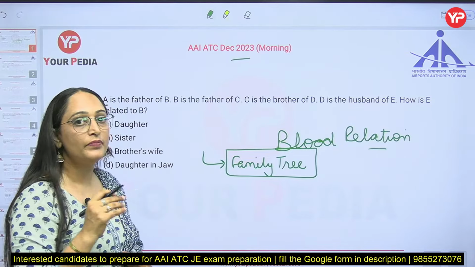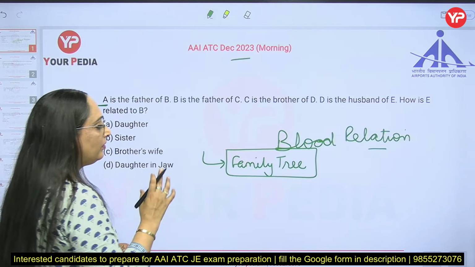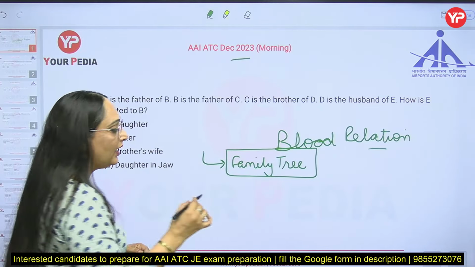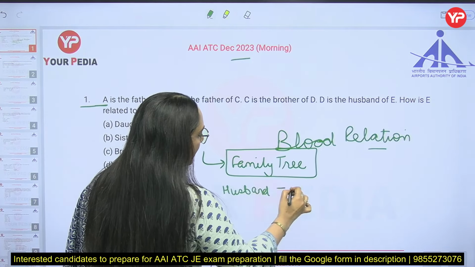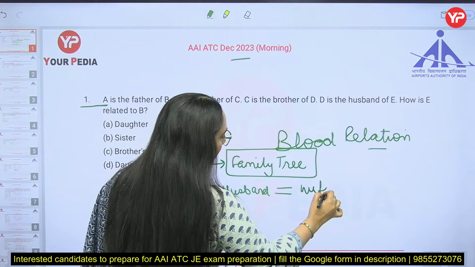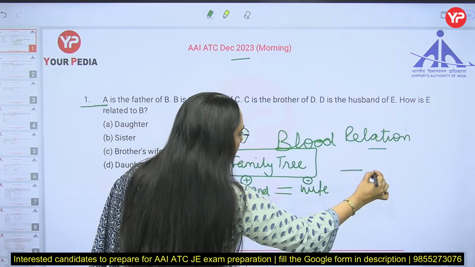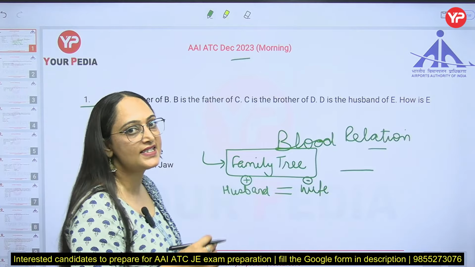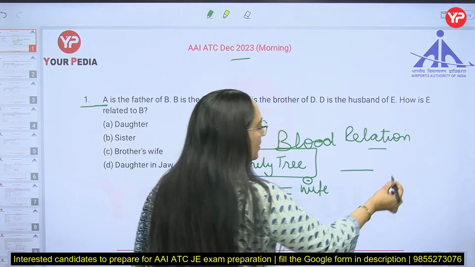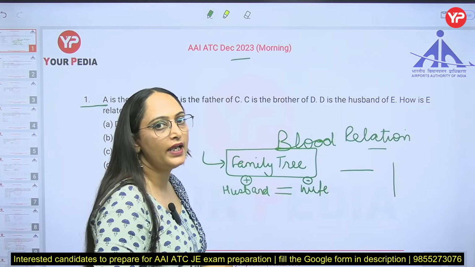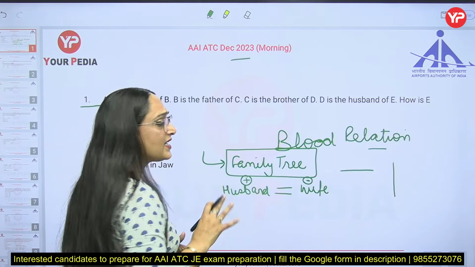There are some relations in every family. The basic relation is the relationship between husband and wife. We can draw a husband and wife with two equal horizontal lines. Horizontal line means same generation. And vertical line means there is a generation gap. So the first relation is husband and wife.